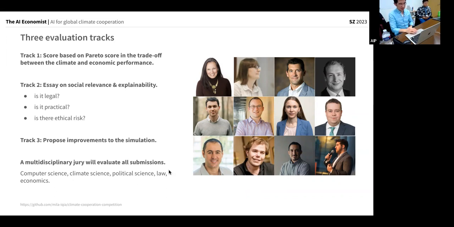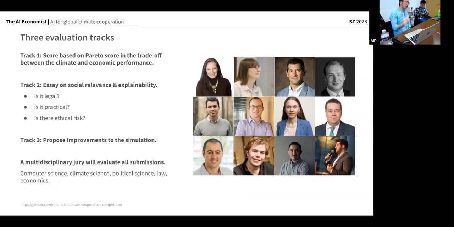One of the things that I found pretty fun is that we assembled this jury of people. You can see some of their pictures on the right. These people are not just computer scientists, but they also work in climate science, political science, law, and economics. We tried to get a group of people in the jury who are going to look at the submissions from a very multidisciplinary point of view.